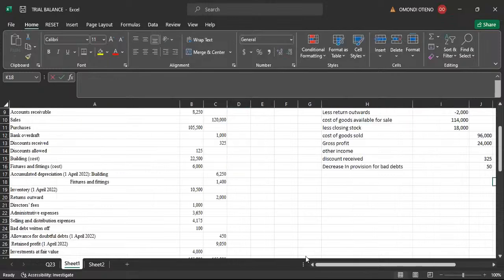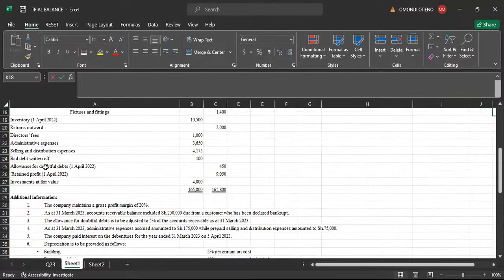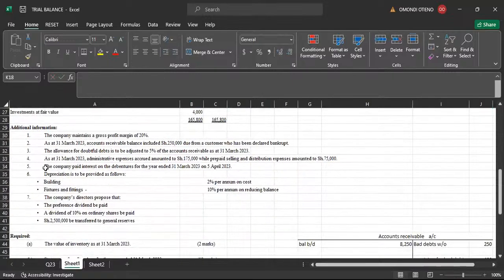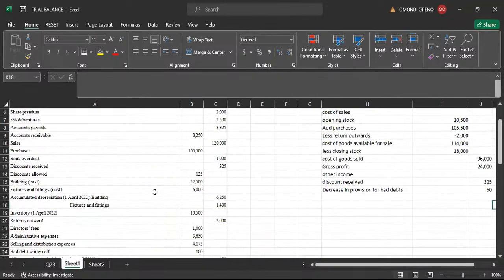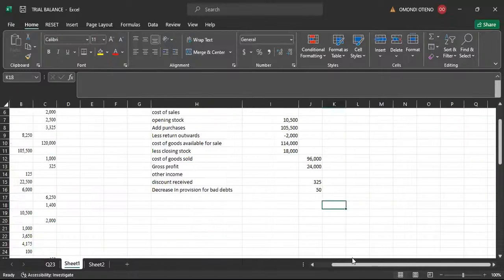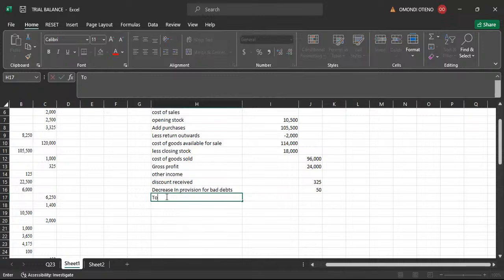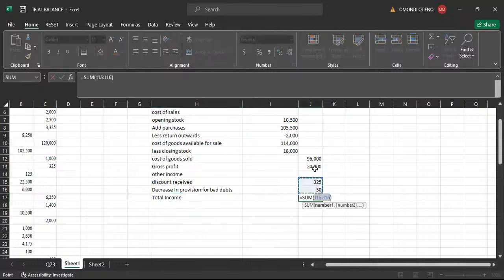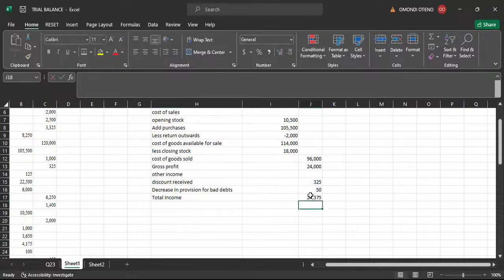Do we have any other income? Any other income item? I think they are only those ones, but maybe if there is any, we are going to see them as we move forward. So total income. Total income will now be the gross profit plus other income. That is our total income.